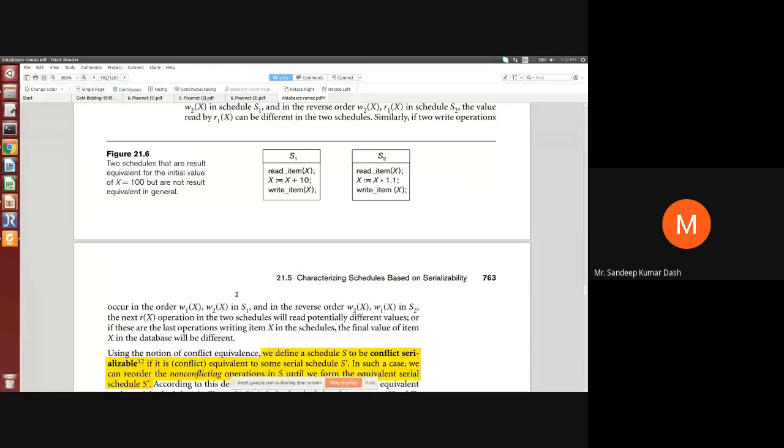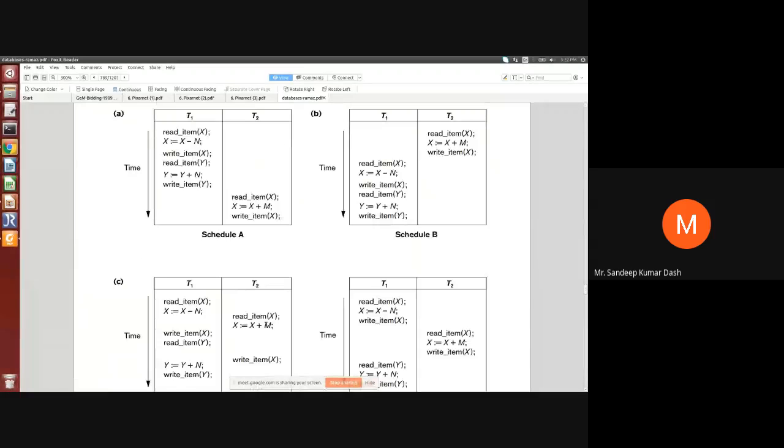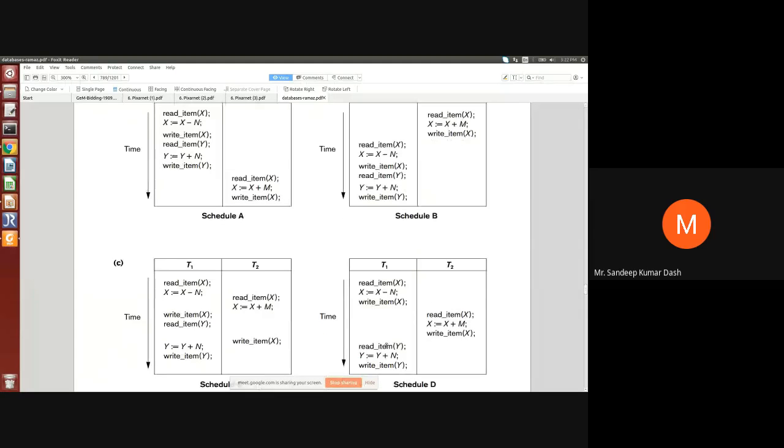In a simpler sense, the meaning is that I will try to convert this interleaved schedule into any one of these serial schedules by rearranging the instructions. If I can do that, then this is a serializable schedule. Got what I mean to say?